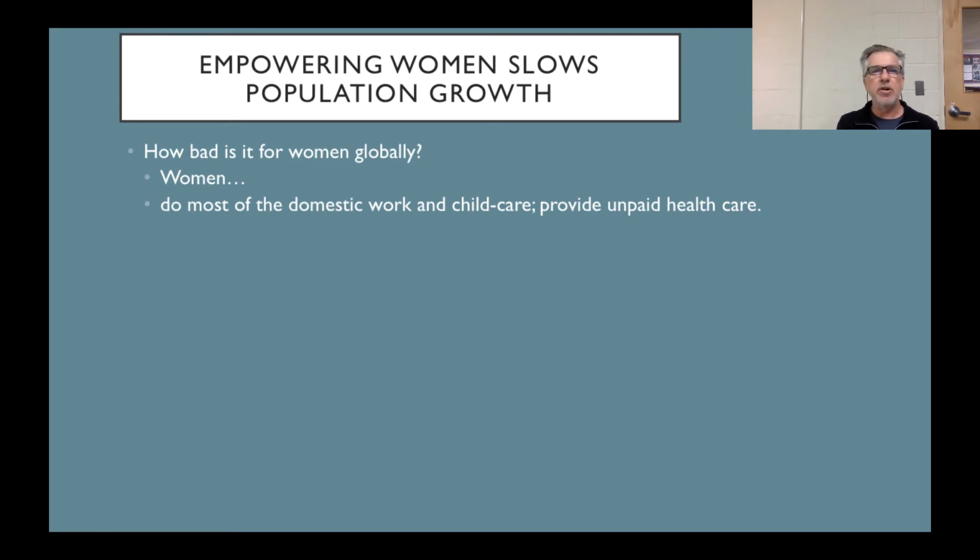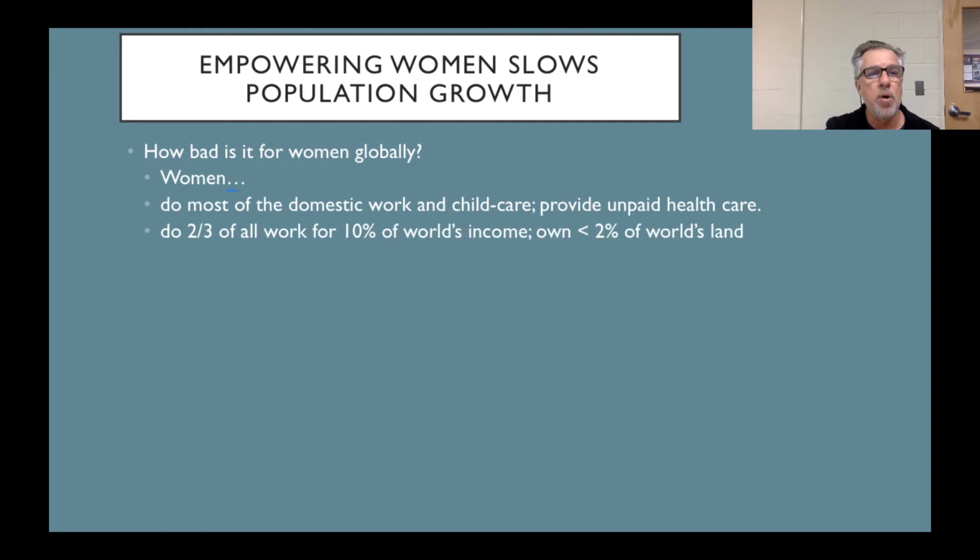So we've been making the claim that empowering women slows population growth rate. Just how bad is it for women globally? And so I came upon these statistics that I thought were kind of interesting. Women do most of the domestic work and childcare and provide unpaid health care around the globe, especially more so when they are poor. It's estimated that women do 2/3 of all work on the planet for about 10% of the world's income, and that women own less than 2% of the world's land.